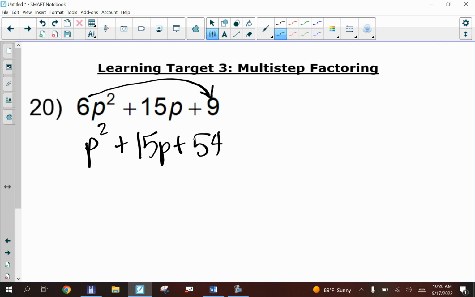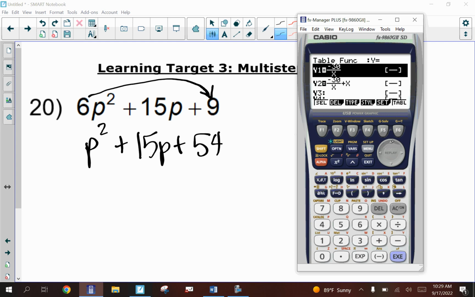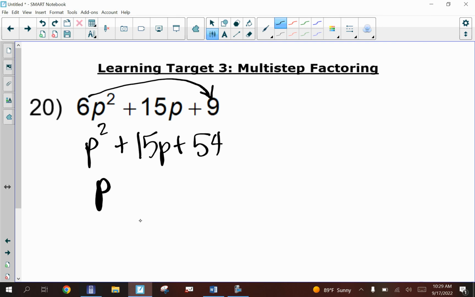So in our calculator, we're going to go ahead and put in 54 divided by x. And the second one is going to be 54 divided by x plus x. So remember, every ABC problem is pretty much done the same when you get to the calculator part of it. So I'm going to let it work for a second, and I'm going to go search for my 15. Okay, scroll down. So there's my 15. So that means I have to use 6 and 9 in the parentheses. So I'm going to go ahead and put p.